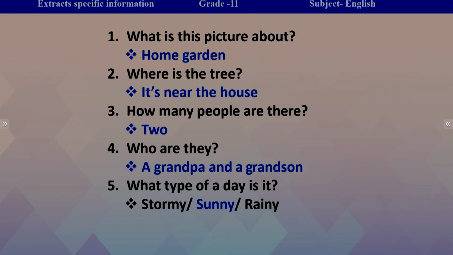What is this picture about? It's a home garden. Good. Where is the tree? It's near the house. How many people are there? 2. Who are they? A grandpa and grandson. What type of a day is it? Is it stormy, sunny or rainy? Yes, it's sunny. The sun was shining. Right children. Now we'll go to the next slide and see what's going to happen next.